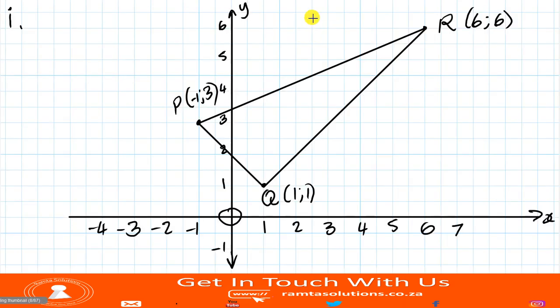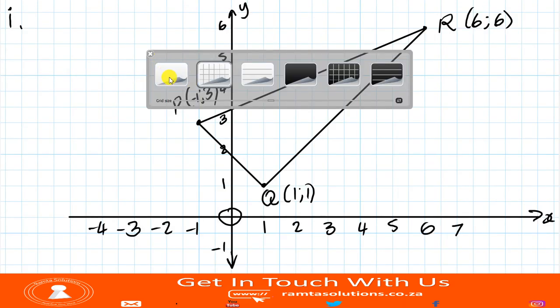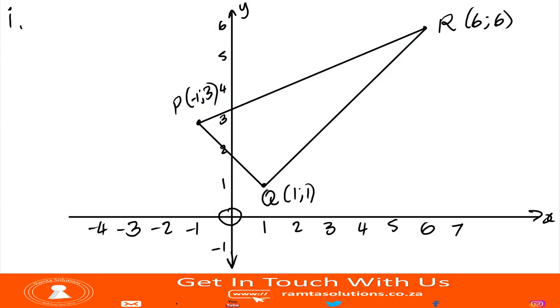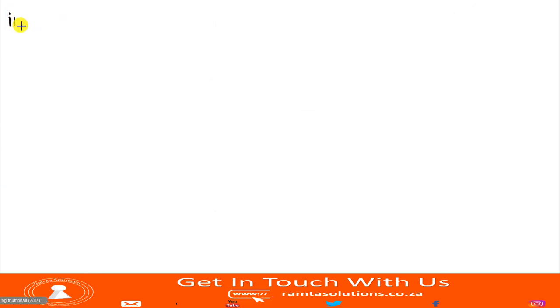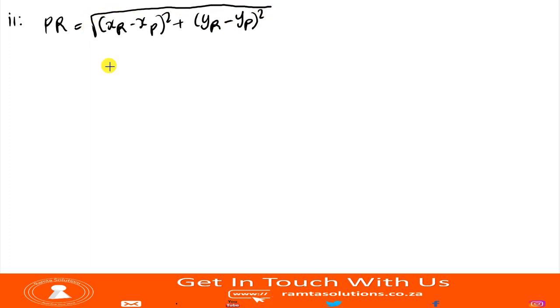Let me go here and remove the grid. I no longer need it. Okay, perfect. Now, Roman figure 2, we're going to look at PR. What is PR? PR is the square root of x of r minus x of p, all squared, plus y of r minus y of p, all squared. By the way, the square root of all these guys. All right? So now, what is this?